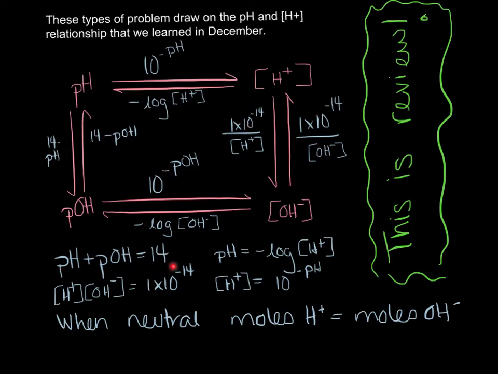We know that pH plus pOH is 14. We know that pH is the negative log of the hydrogen ion concentration. If you multiply OH and H plus concentrations, it's 1 times 10 to the negative 14. And if you want to find the H plus, you just do the opposite, which is 10 to the negative pH. The other useful piece of information is down at the bottom: when you have a neutral solution, that means that the moles of H plus and the moles of OH minus are equal to each other.